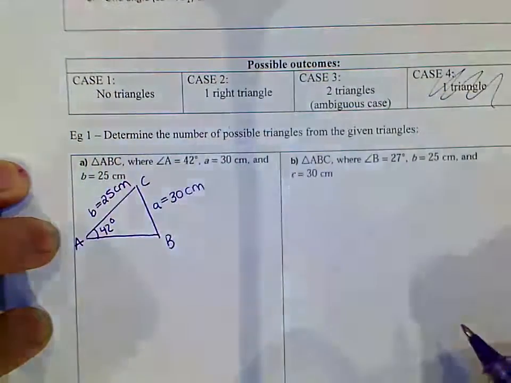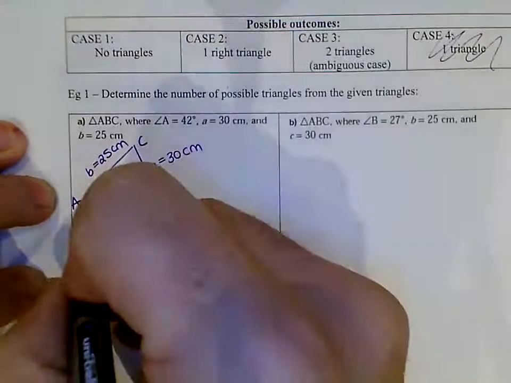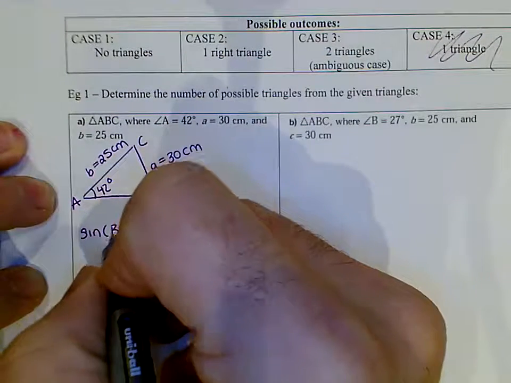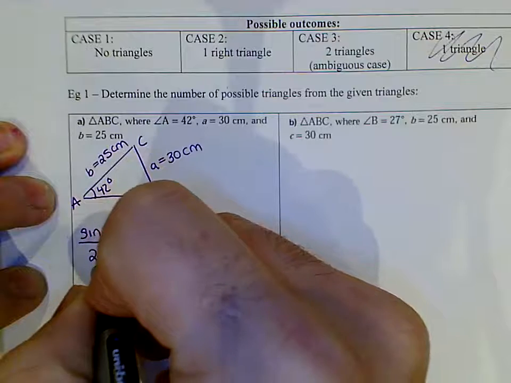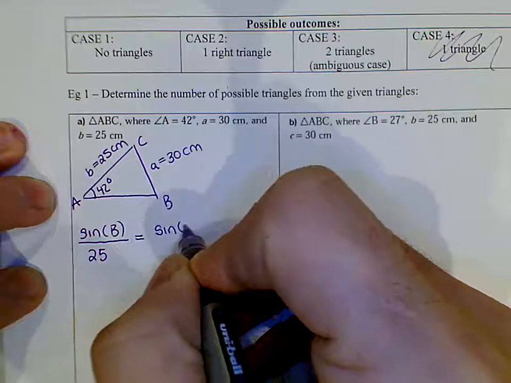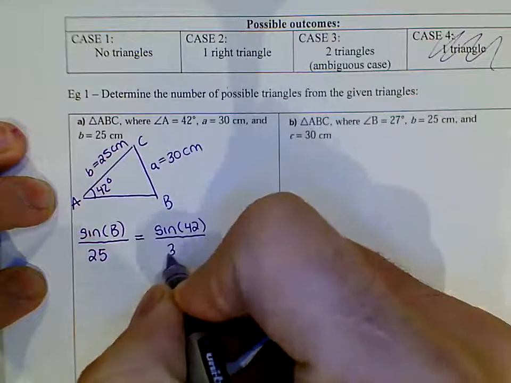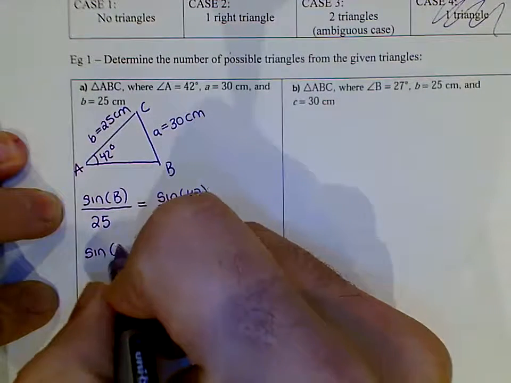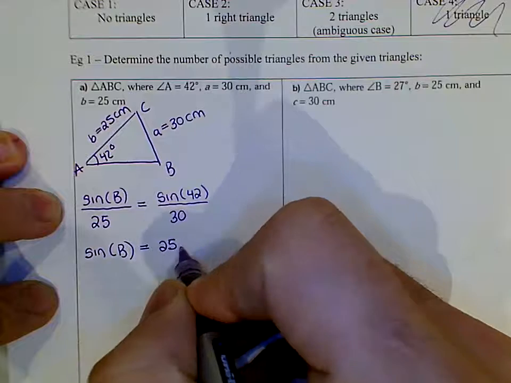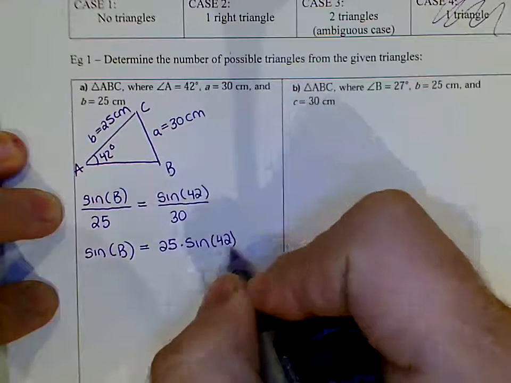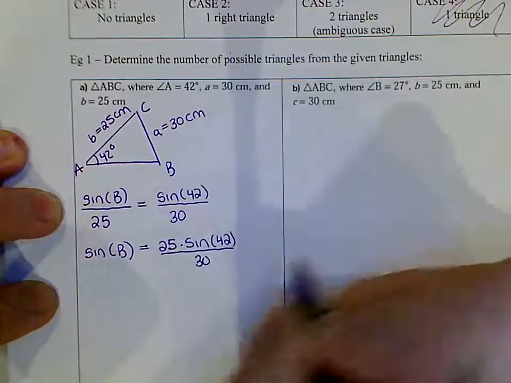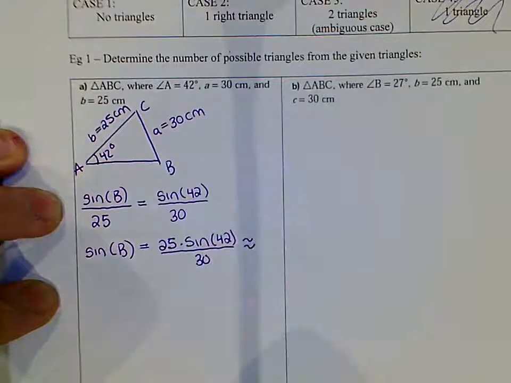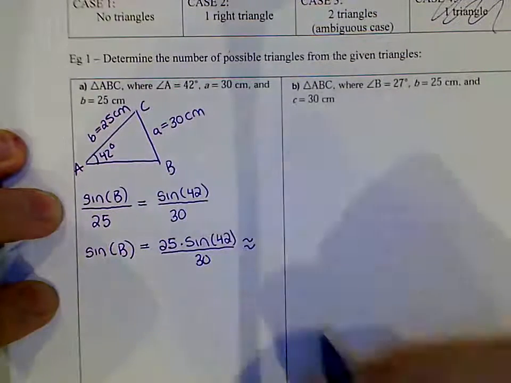And why don't we go ahead and find angle B? So let's use the sine law. We'll say sine of B over 25 equals sine of 42 over 30. Let's take that 25 over. So we'll have 25 times sine of 42 over 30, which is approximately 25 times sine 42 divided by 30, 0.557.